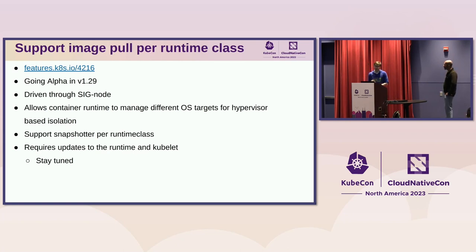This KEP required work in updates to the CRI API, Containerd, the kubelet, and a couple other parts of Kubernetes. So we're excited this went in as alpha so quickly and hope to progress this pretty quickly because it's straightforward and it does enable a pretty big user scenario that we're targeting.